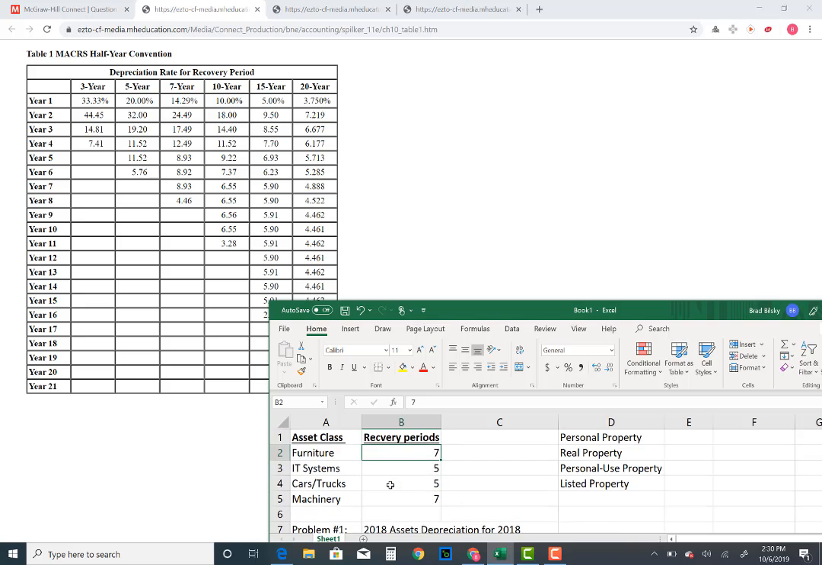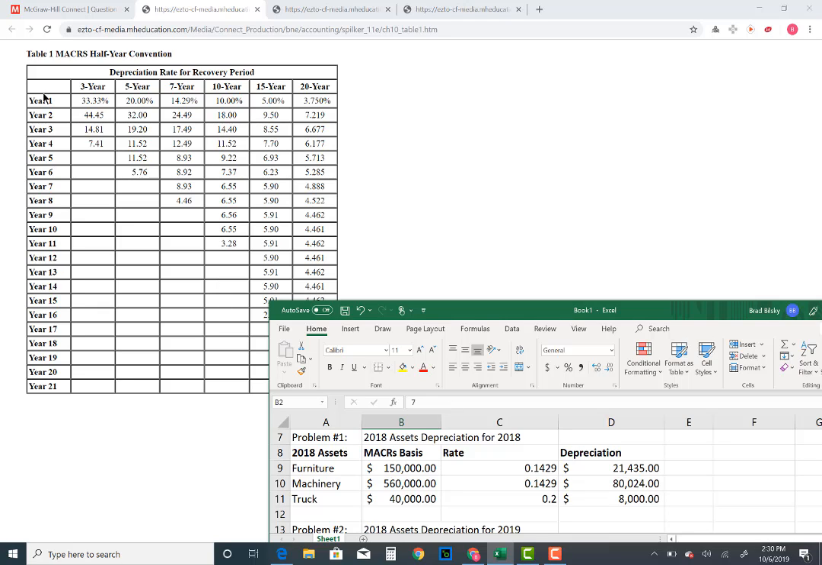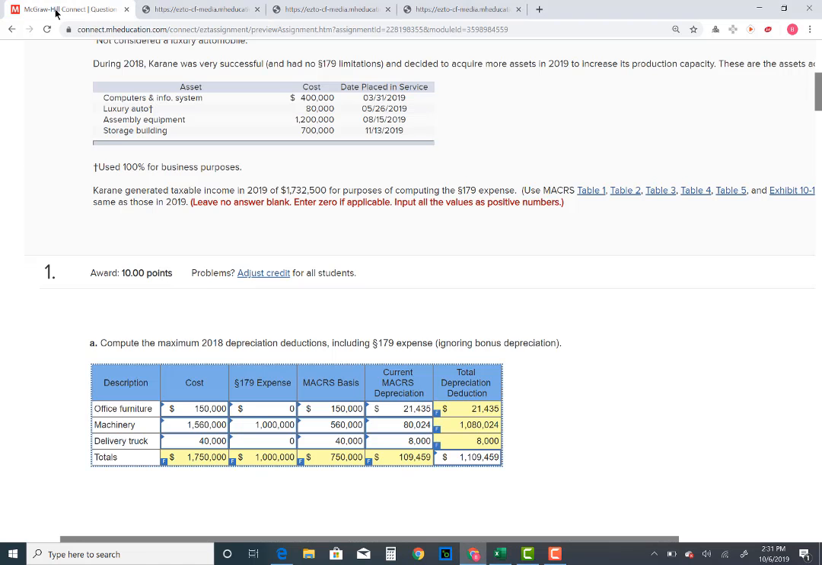So notice furniture, all right? We said it was a 7-year asset. So in the first year, in 2018, year one, we look at the 7-year asset. We just go where the row and column meet. We have 14.29% depreciation. So convert that to a decimal: 0.1429. If you multiply that times the basis, that's how much depreciation we have in that first year for that particular asset. If we go back to our key here, that's what we got.